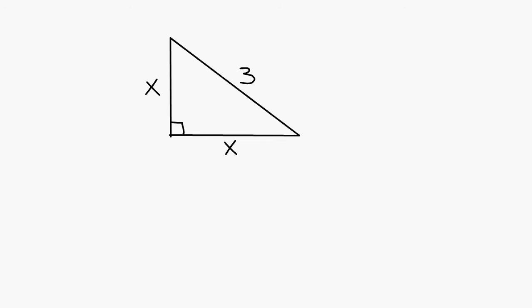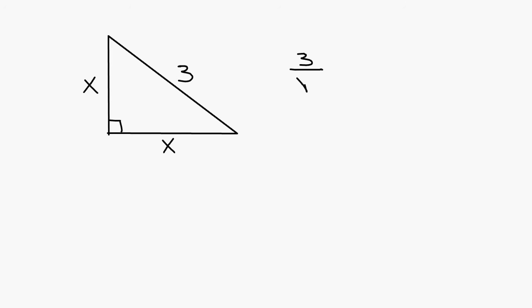In simplest radical form, what you would do is you would take 3 and you would divide it by the square root of 2. When you're in radical form, it's not considered simplified if there's a radical in the denominator. And there's a step called rationalizing the denominator that you have to do. Whenever there's a radical in the denominator, you multiply the numerator and the denominator by whatever this is.